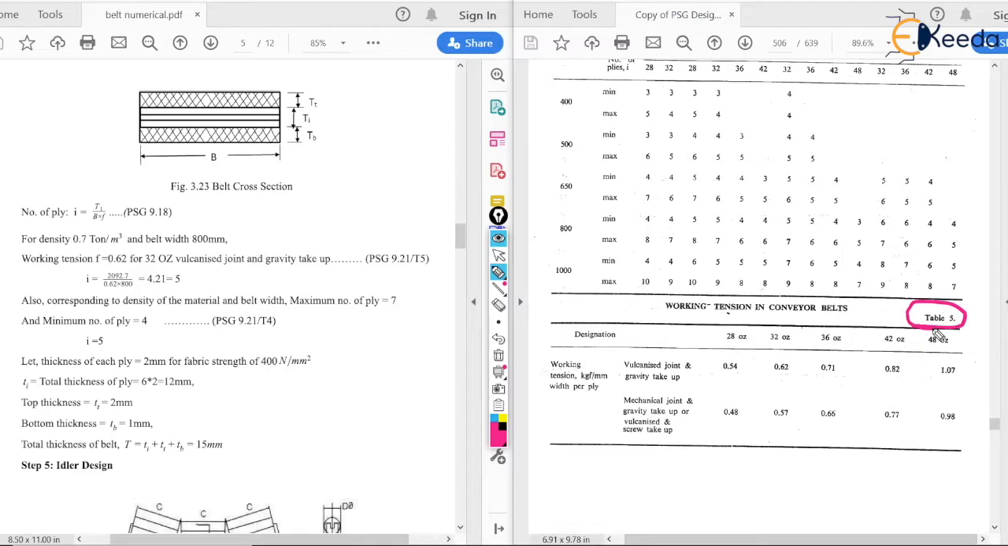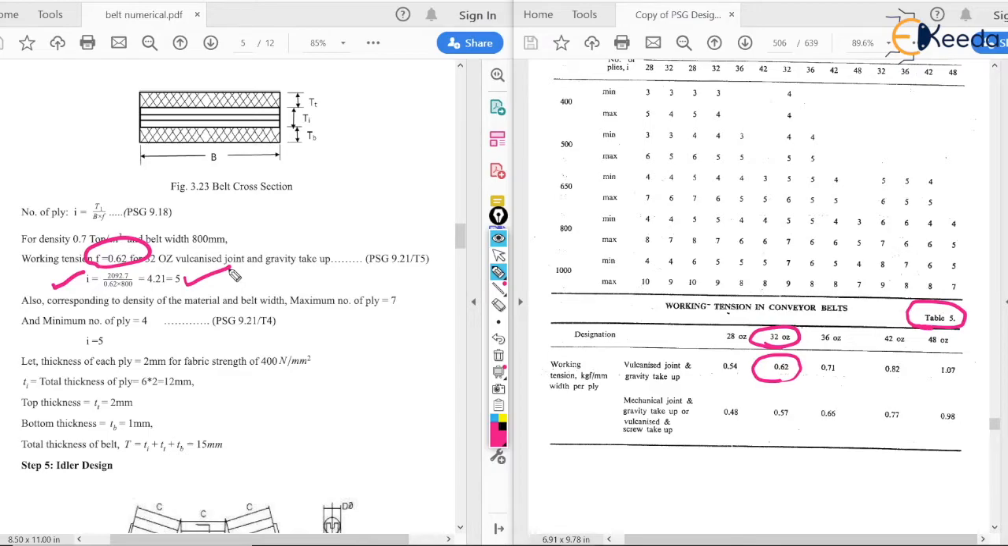Now here we have selected a 32 oz vulcanized joint as a gravity take up. Since this is a gravity take up, the value of F is 0.62, so we have written it here, 0.62. Now once this is selected, I is equal to 5.